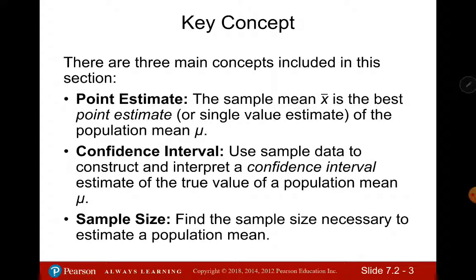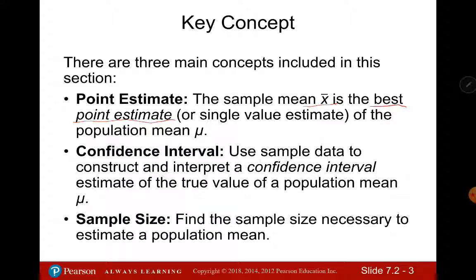The point estimate for the population mean mu is the sample mean, x bar. X bar is the best point estimate. The reason is the same as in the last chapter, because x bar is an unbiased estimate. So this one is easy to understand, right? A point estimate is a single value, so we just use x bar to point estimate mu.